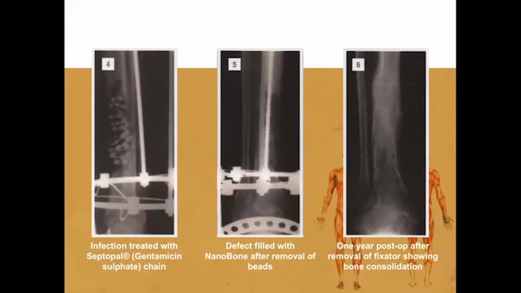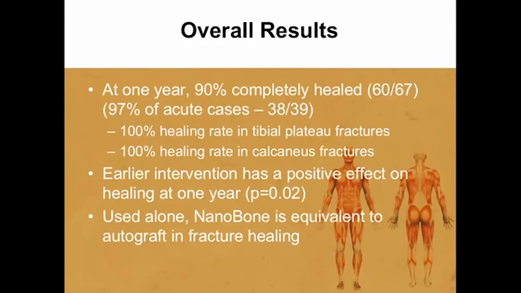They did some staging, kind of a Masquelet technique, if you will, which I'll go over in a case that we did, something similar, just not as large a defect as this one. But you can really see in this case, after they removed the beads, just using the standalone bone graft, the amount of bone that they were able to obtain in this patient, I think is very impressive for the utilization of NanoBone in trauma. The results at 1 year, 90% completely healed.